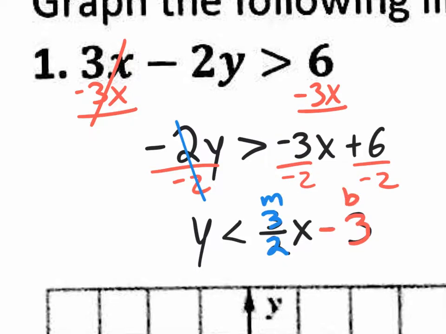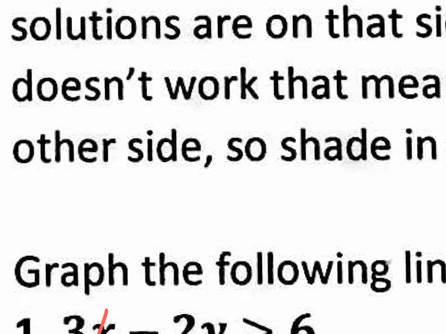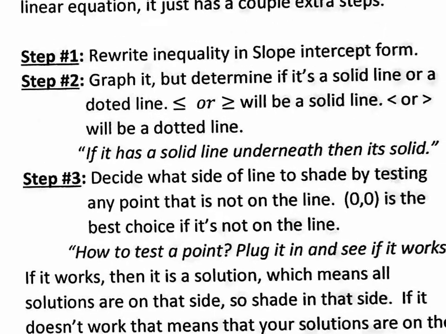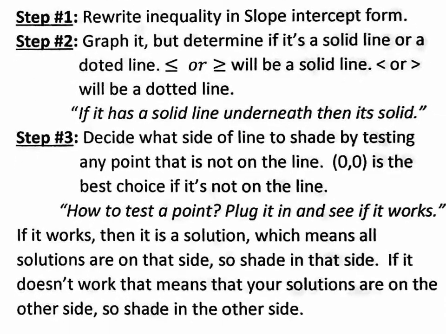And now, that was step 1. Now we can move on to step 2. What does step 2 say? It says, graph it, but determine if it's a solid line or a dotted line. Kind of the way you determine if it was a solid dot or an open dot. If it has a solid line underneath it, it will be a solid line. If it doesn't have a solid line underneath it, it's going to be a dotted line.